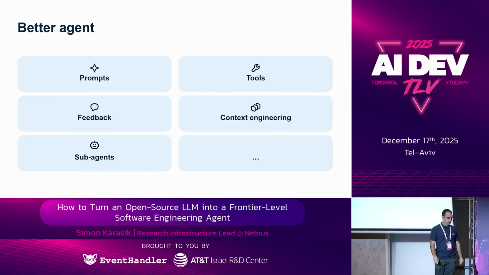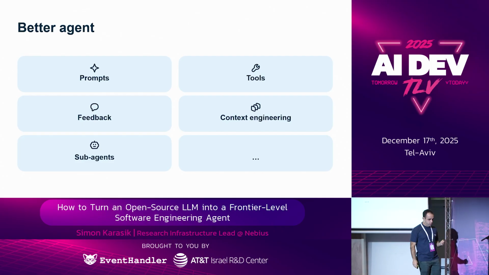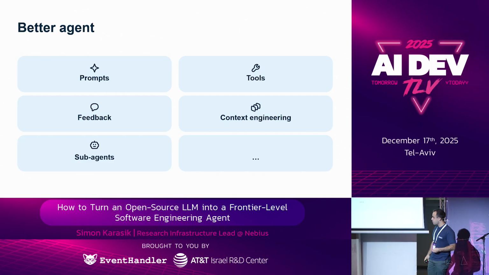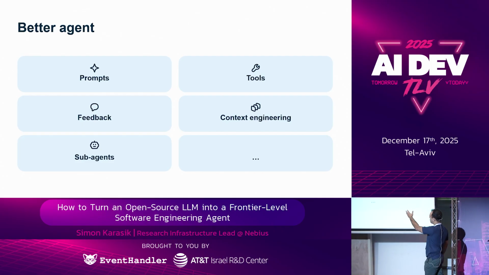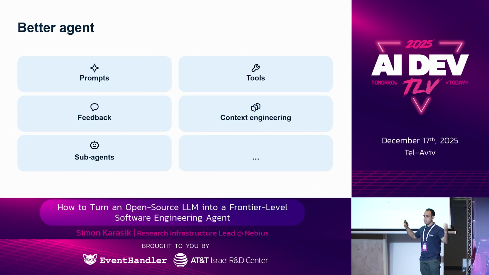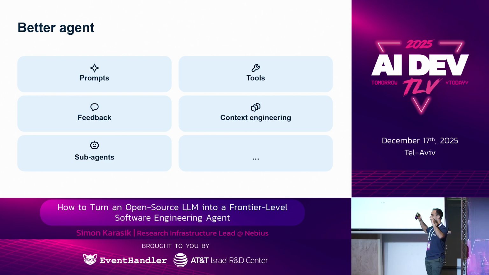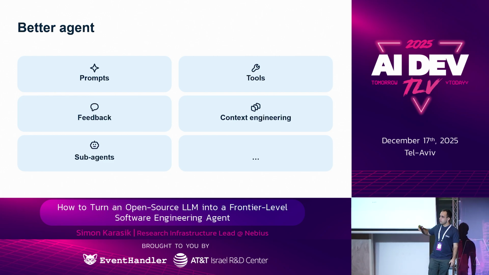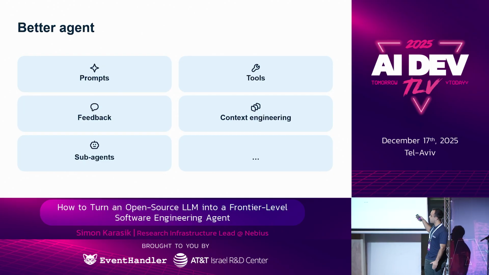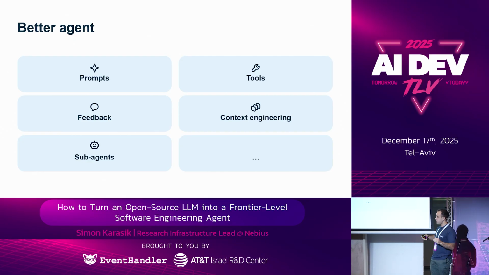There are lots of ways you can improve the agent part, the code you're writing. You can have better prompts, better tools, you can write better feedback, you can do some context engineering, sub-agents. There are lots and lots of stuff you can do here. And this is a perfect place to start. This is what you should pay attention to if you're just starting and you don't have a large amount of scale. You should rather rely on existing language models.